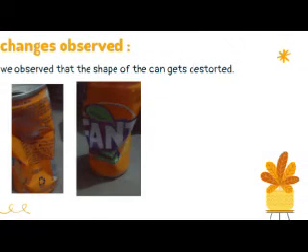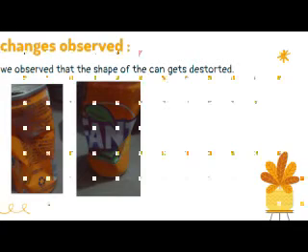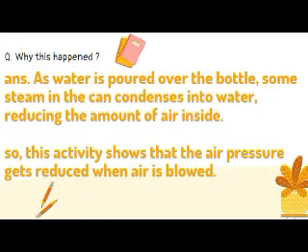What have we observed? We have observed that the shape of the can gets distorted. Why did this happen? As water is poured over the can, some steam in the can condenses into water, reducing the amount of air inside. So this activity shows that the air pressure gets reduced when air is blown.